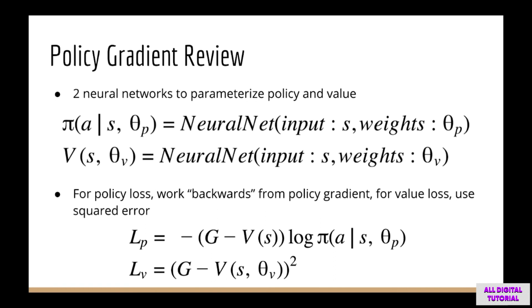Notice I've represented it as the loss here, or in other words, something to minimize rather than maximize, since that's what we'll be using in TensorFlow. On the other hand, the value network loss is simpler. It's just the squared error between the return and the predicted value.